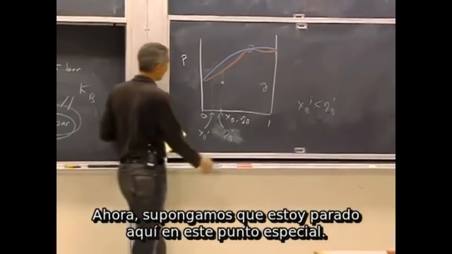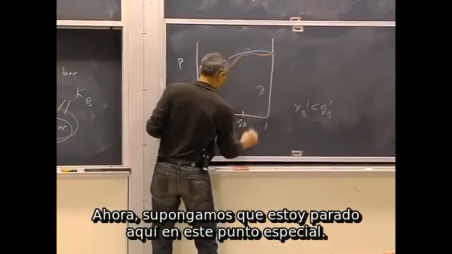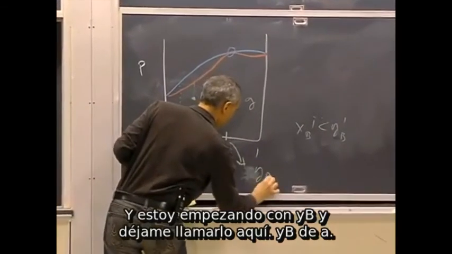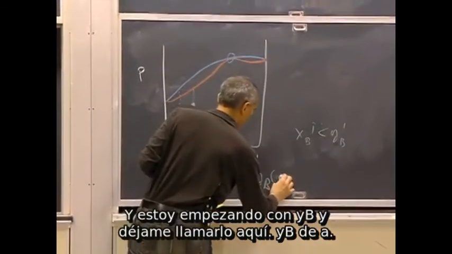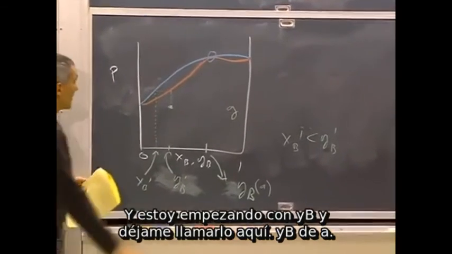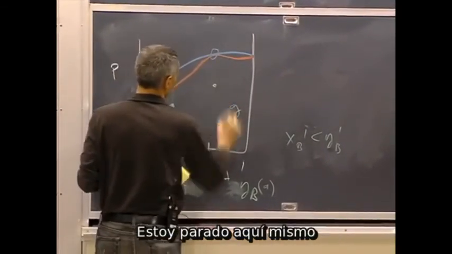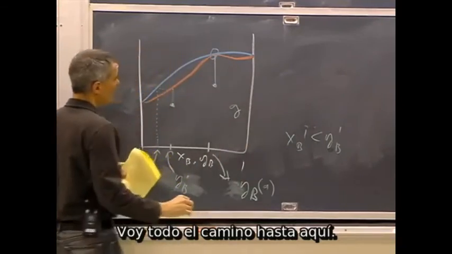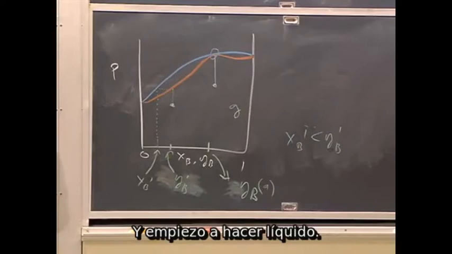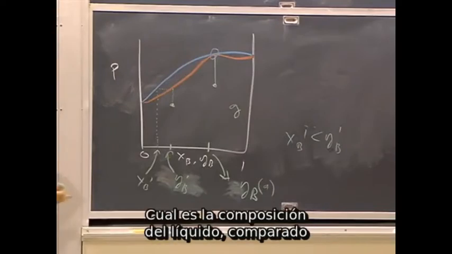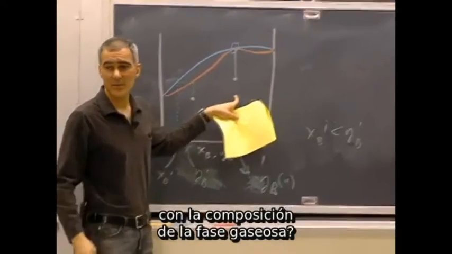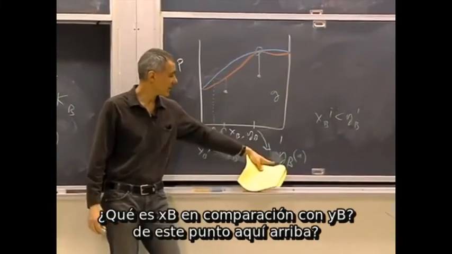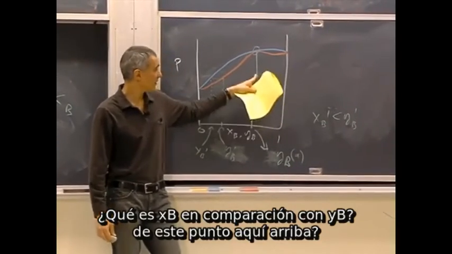Now suppose I'm sitting here at this special point, right, and I'm starting with YB, let me call it YB of A. I'm sitting right here, and I'm increasing the pressure. I go all the way up here, and I start making liquid. What's the composition of liquid compared to the composition of the gas phase? What's XB compared to YB of this point up here?